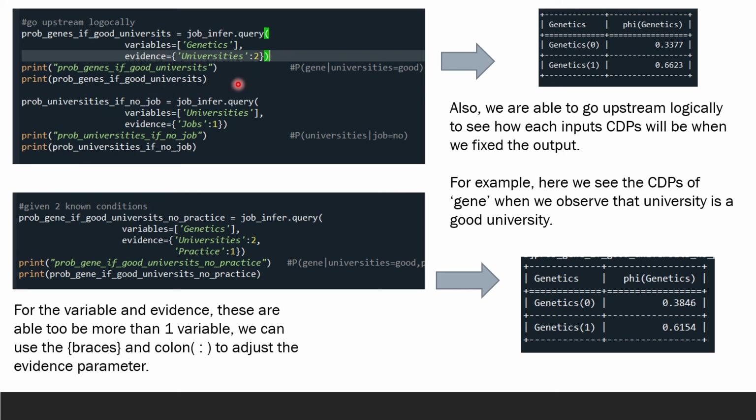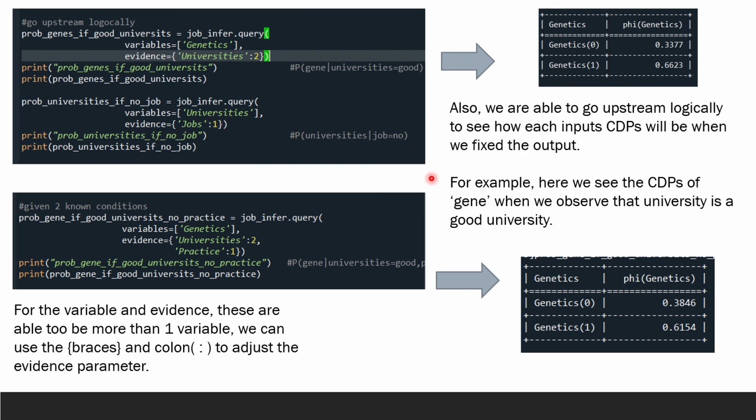For example, here we give the evidence by the university, and we try to find the variable gene. You remember the gene is the upper node and university is the lower node. So we can write it mathematically as probability of gene given university is equal to something. Here we assign the number 2, which is good university, and then we will get the output like here, the probability of each gene.